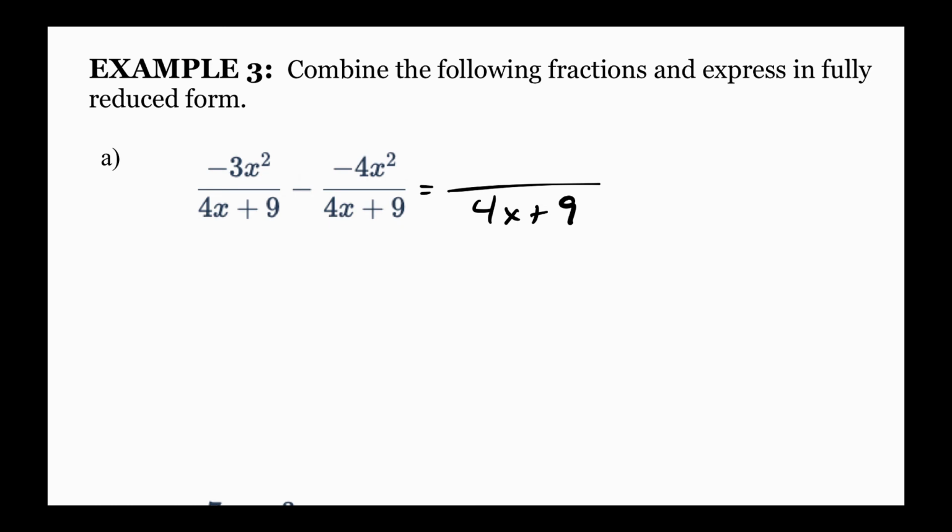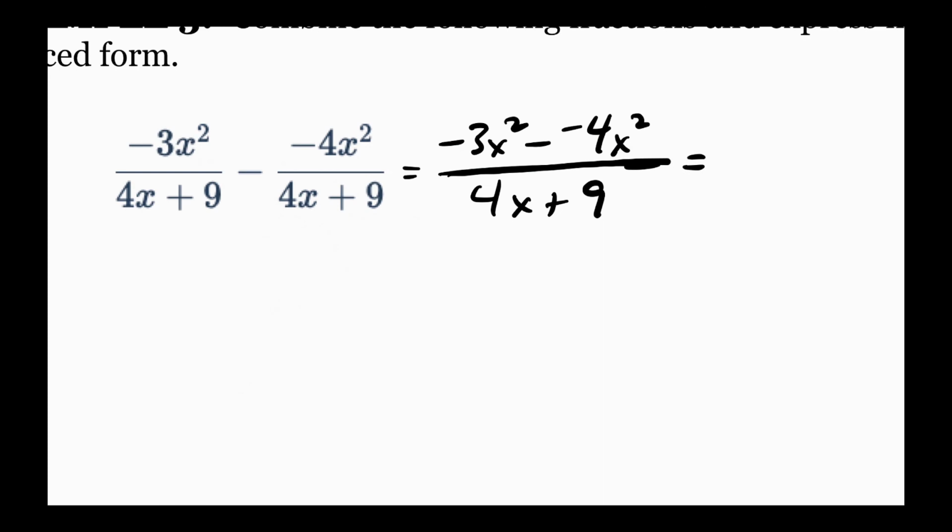Okay. Now the top we need to add. So we got a negative 3x squared, and then it's a minus a negative 4x squared. Be careful with the signs. The signs matter. Now the numerator, the top, aren't these like terms? They're both x squareds, right? So I can actually combine, add them, or subtract them. Well, I have a negative plus or minus a negative. That actually means plus, right? Double negative. So when I combine them together, I'm actually going to subtract them, and it makes 1x squared.